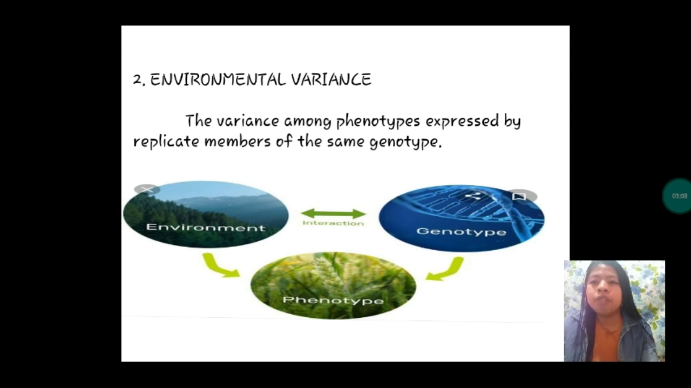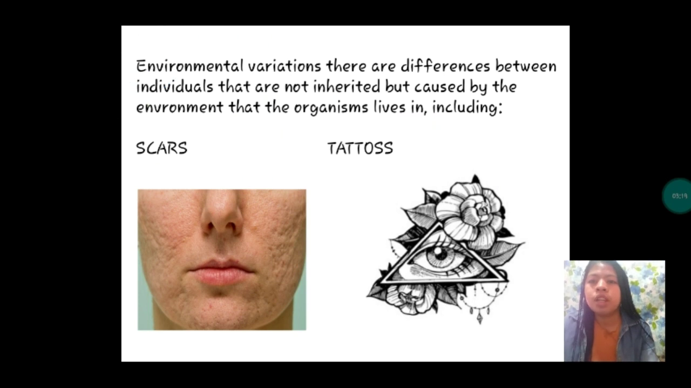Number 2, environmental variance: the variance among phenotypes expressed by the replicate members of the same genotype. Environmental variation refers to differences between individuals that are not inherited but caused by the environment that the organism lives in, including scars and tattoos.